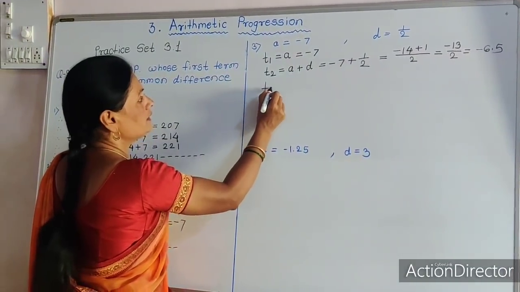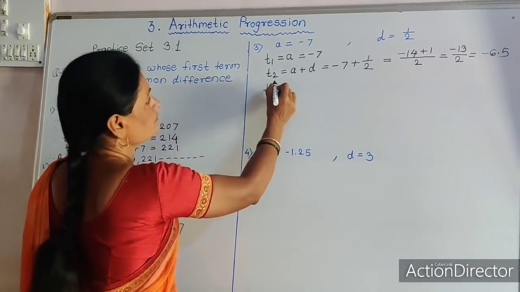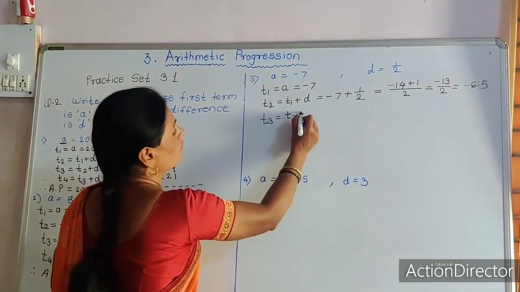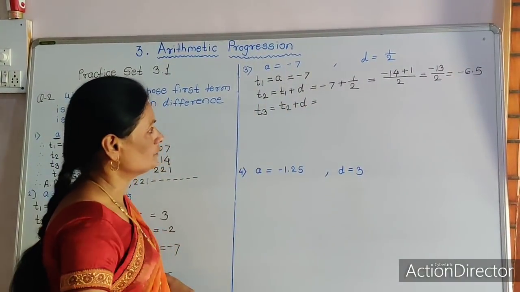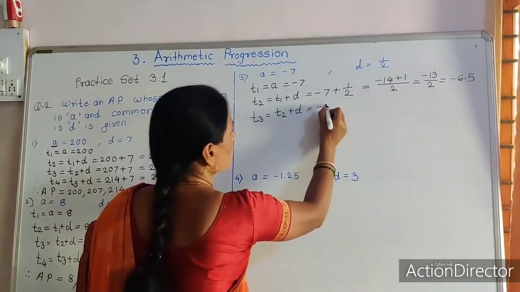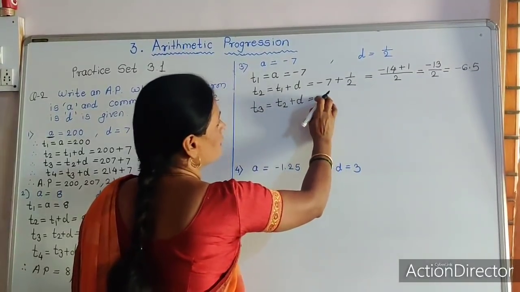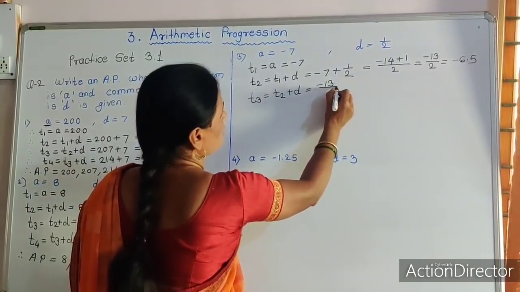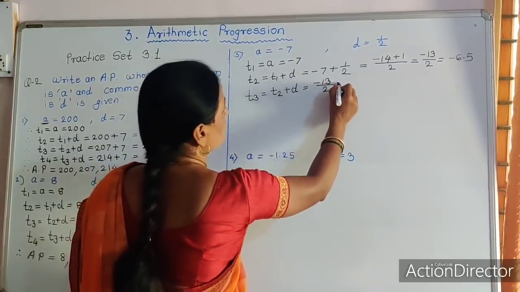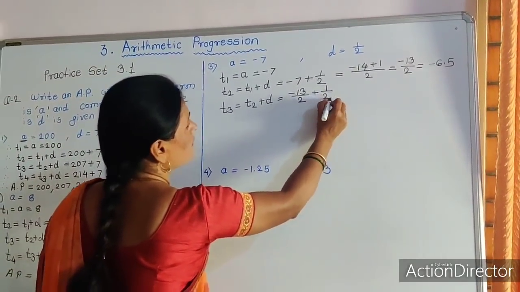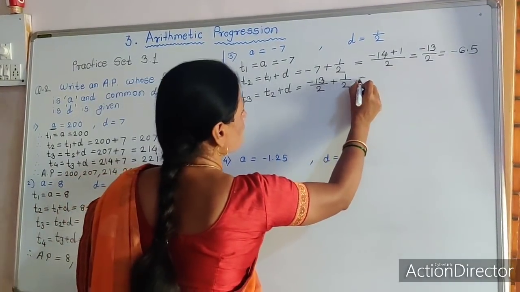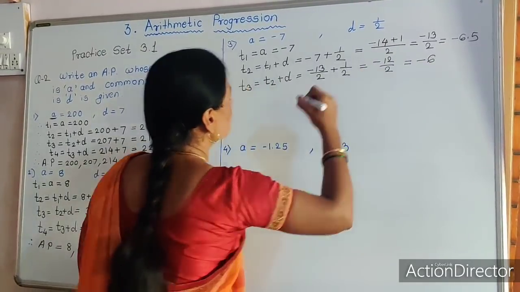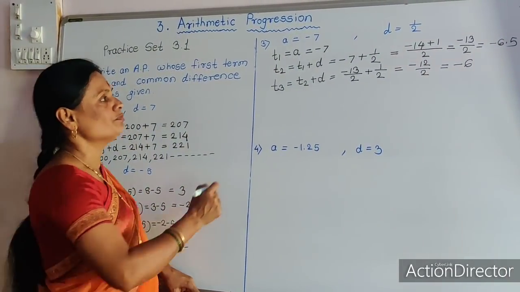Now we find T3 is equal to T2 plus D is equal to. T2 is minus 6.5, also written here as minus 13 upon 2, plus 1 upon 2. Therefore, minus 12 upon 2 is equal to minus 6.